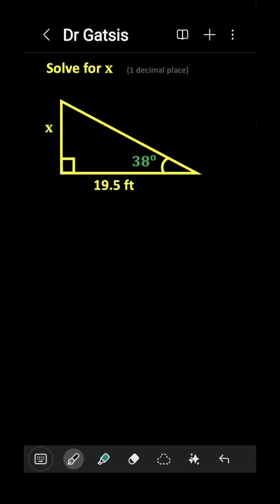Here we have a right angle triangle with the additional 38-degree angle given. Let's label the triangle and determine which ratio is most appropriate. Notice I've highlighted the opposite and the adjacent, which are x and 19.5 feet.